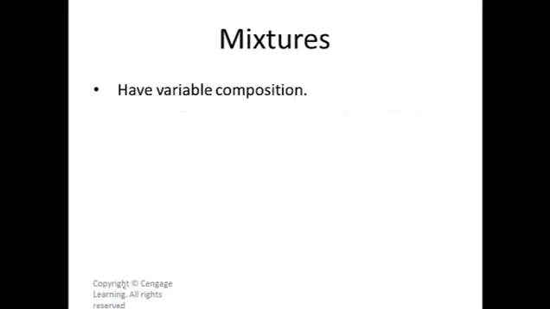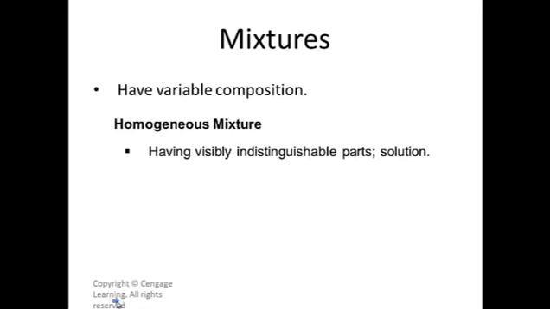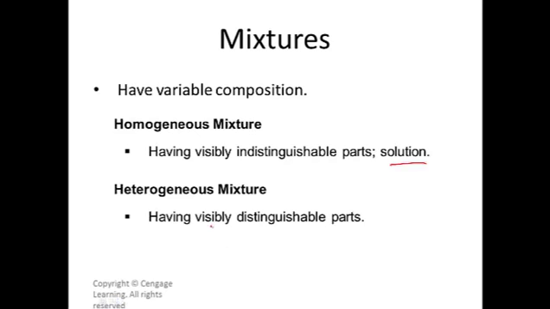Next, we talk about mixtures. Mixtures have a varying composition, and there's different types of mixtures. There's a homogeneous mixture, which has visibly indistinguishable parts. Another name for it is a solution. Like if you have sugar water, you can't see the sugar separate from the water. It's a solution. A heterogeneous mixture does have visibly distinguishable parts. Like if you were to mix marshmallows into your hot chocolate, you could see the 2 separate pieces. Until, of course, those marshmallows dissolve, then you would have a homogeneous mixture again.